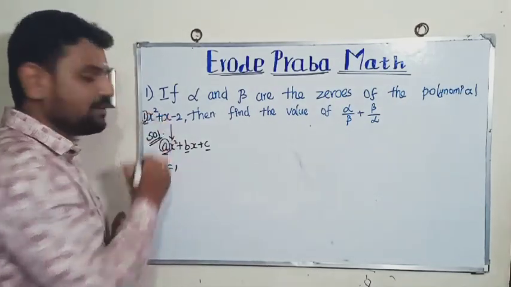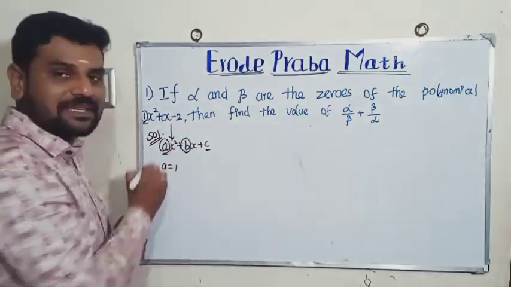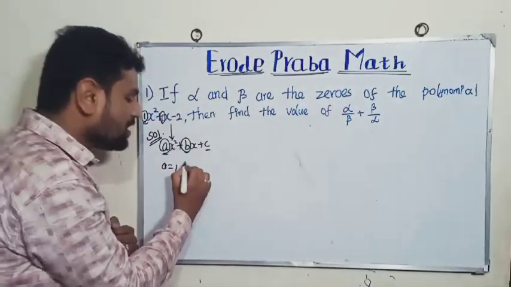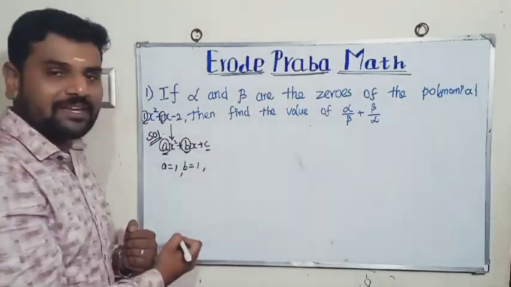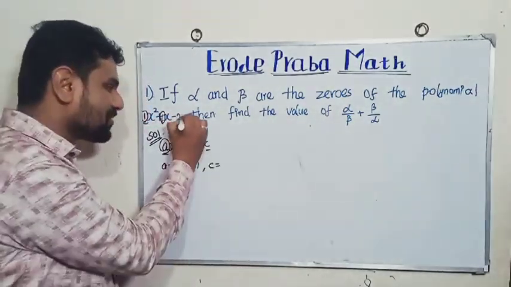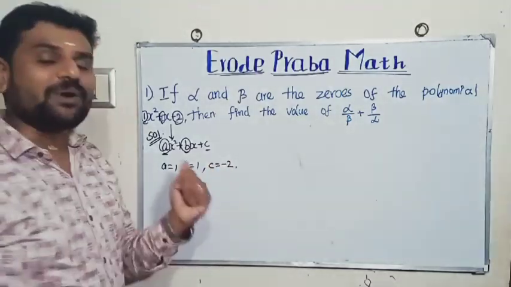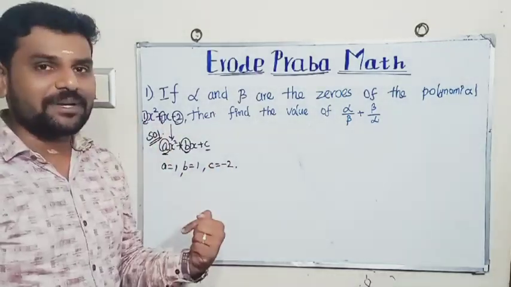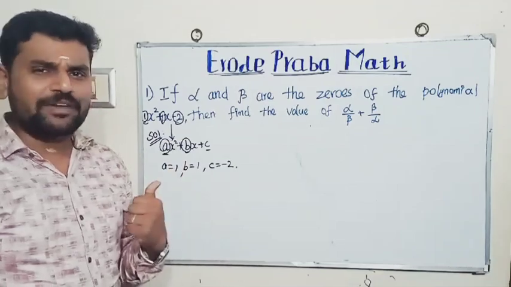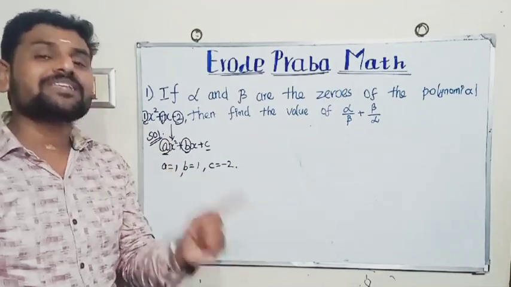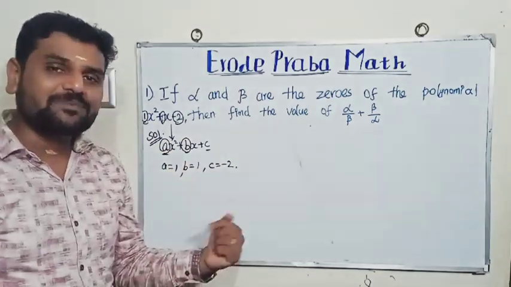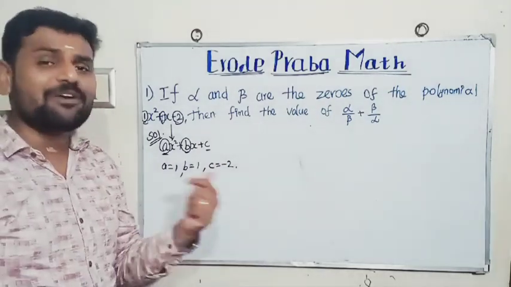Then b is the coefficient of x, which is 1, so b is equal to 1. Next, c is the constant, minus 2. Now we need to write what alpha plus beta and alpha into beta are. Alpha plus beta is the sum of zeros. Alpha into beta is the product of zeros.